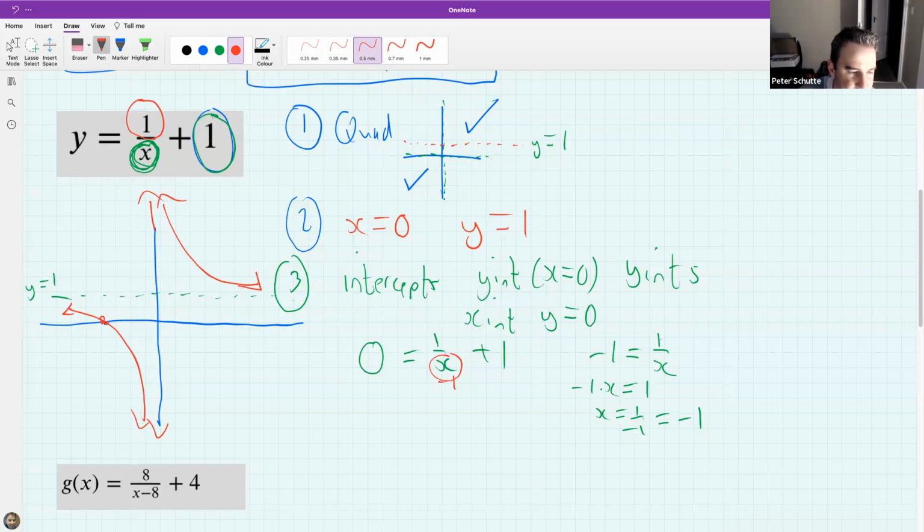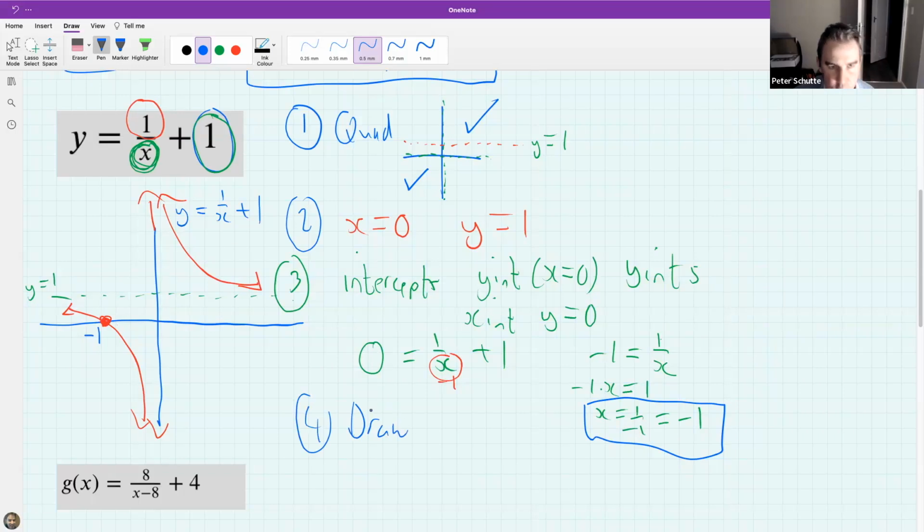And now, what is this red dot over here going to be? Well, it's going to be the x-intercept over here, which was -1. And so the equation of my hyperbola is 1 over x plus 1. So the fourth step was to draw the graph. So the question from earlier, what are the steps that I follow? Well, step 1 is asking yourself, what quadrant is it in? Step 2 is to find the asymptotes. Step 3 is to find the intercepts if there are any. And step 4 is to draw the graph.